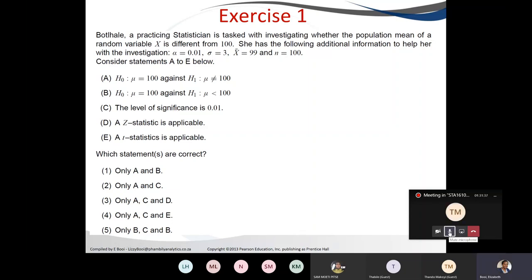Okay, are you guys back? Do we have an answer? Do we have the answer? Let's see one by one. We go through the statement one by one.